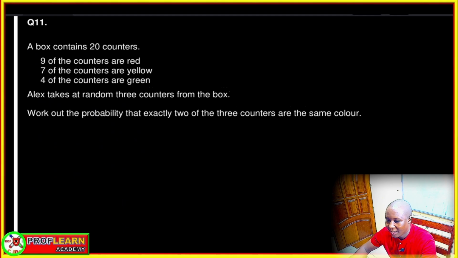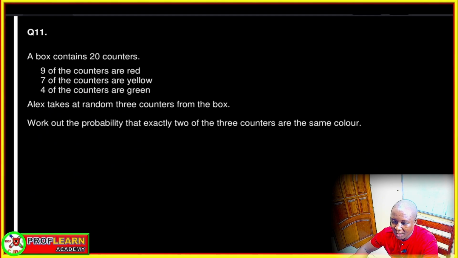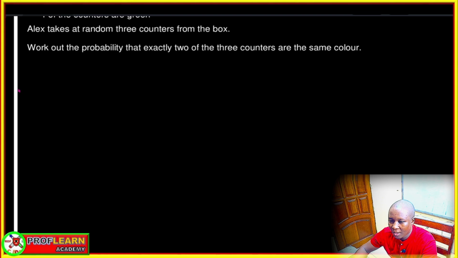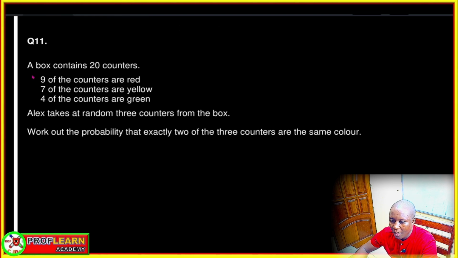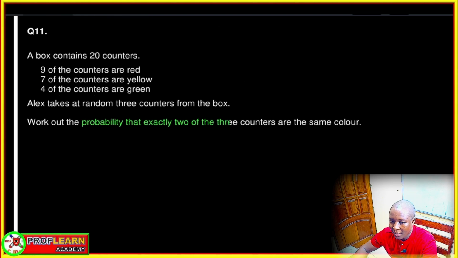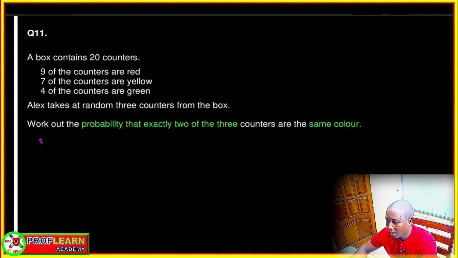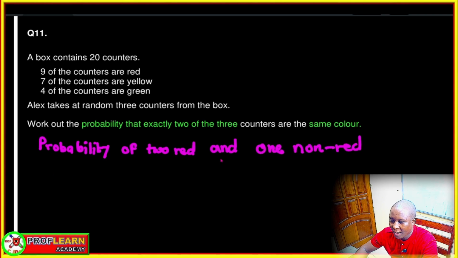So let's see how. We shall start with the probability of picking red, where 2 must be of the same color. So the probability of picking red: 2 are red and 1 is non-red. So this is what we're going to do.